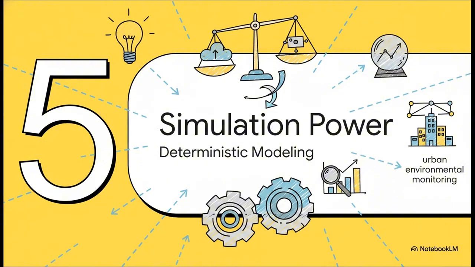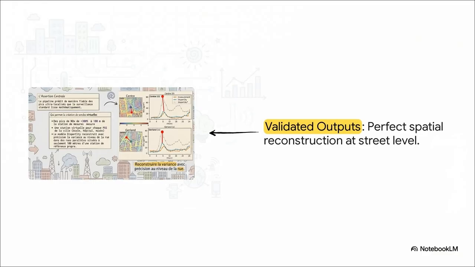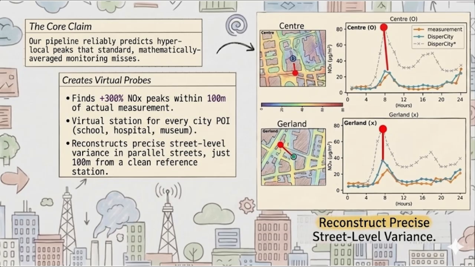Having achieved that equilibrium, let's validate the output accuracy and explore the deterministic capabilities of the pipeline. Take a close look at the data points for the Centre and Gerland stations. The orange line is the actual physical measurement, and the blue line is our Dispersity output. They are perfectly overlapping. This mathematically proves our pipeline reliably predicts ultra-localized intra-urban peaks right at the street level. We're successfully reconstructing variance even just 100 meters away from a physical reference station.